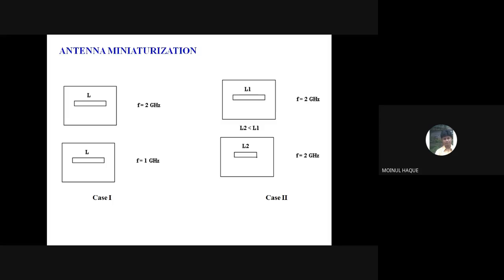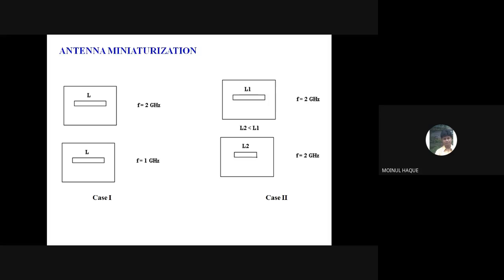In case 1, the length of the antenna is L, and it resonates at a frequency of 2 gigahertz. Keeping the same length L, let's say L is 20 millimeters, if the antenna resonates at 1 gigahertz, then we say that the antenna is miniaturized. Why? Because lambda is inversely proportional to f. If f decreases, L will increase. So when my frequency decreases from 2 gigahertz to 1 gigahertz, my antenna length should increase. But instead of increasing, if we are able to keep the same length, then it is said that our antenna is miniaturized. This is one process.